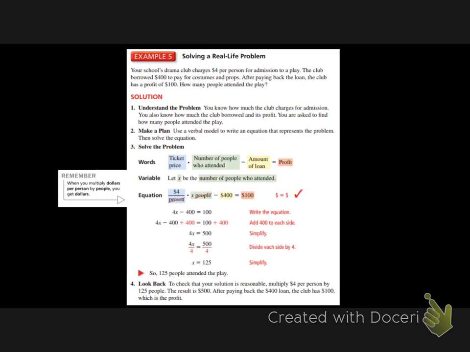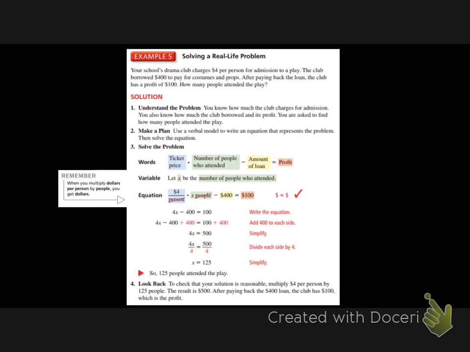So then, to solve this equation, we're going to do the reverse PEMDAS since nothing's being divided by a number, or a whole numerator being divided by a denominator. So instead of subtracting 400, we do the inverse, which is to add 400. Whatever you do to one side, do to the other, and we get 4x equal to 500. Do the inverse operation, which is to divide, and you get x equal to 125. So 125 people attended the play.